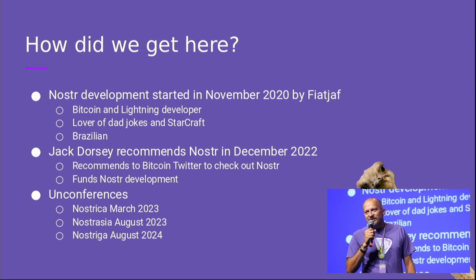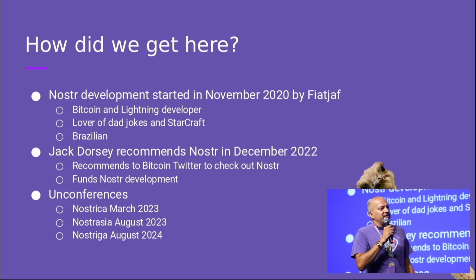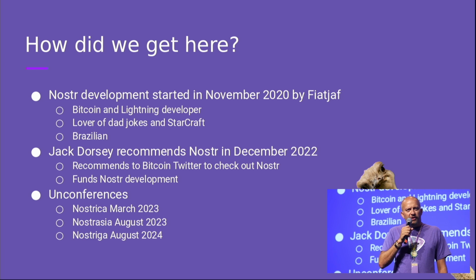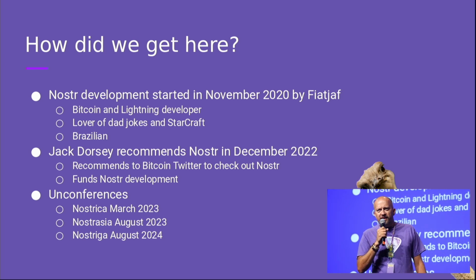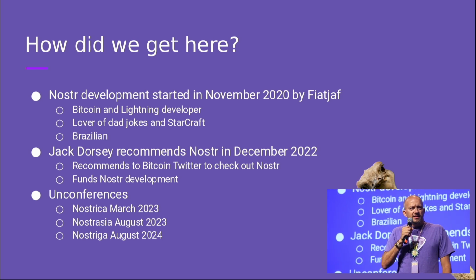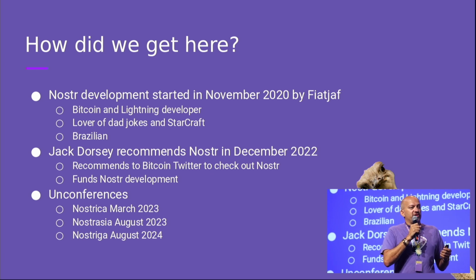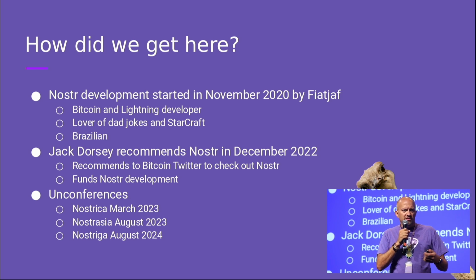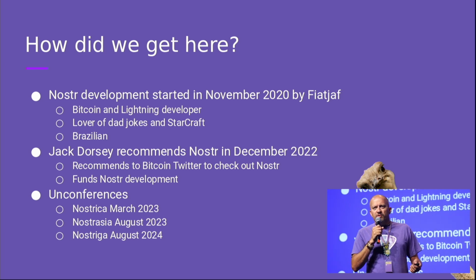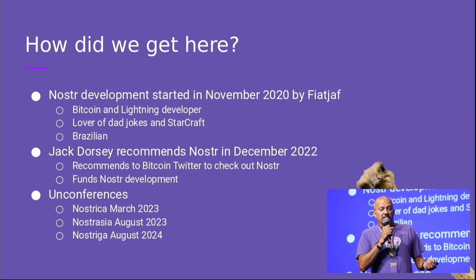Fast forward about 2 years later, and there was a guy on Twitter. He said, hey, I wanted to fund some open source software. Some of you may have heard of him before. His name is Jack Dorsey. He wanted to fund some open source software, and a bunch of Bitcoiners started saying, hey, you should look at funding Nostr. You should check this out. And immediately everyone's like, well, what the hell is Nostr? I didn't know what Nostr was.